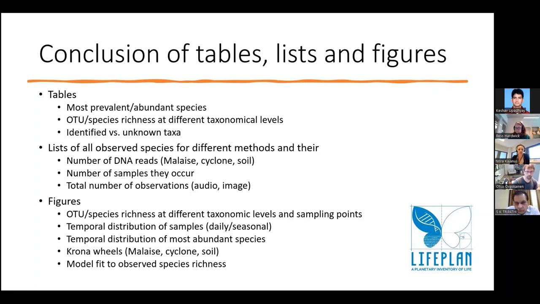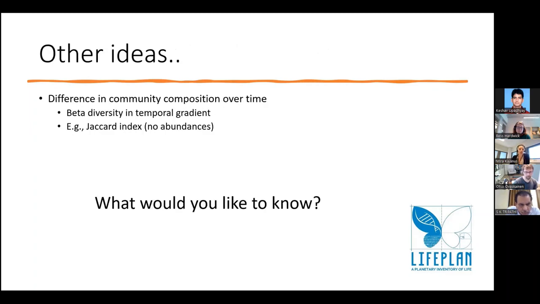And then for the figures that I showed, we again have the OTU species richness, which can be done at different taxonomic levels and between the different sampling points, depending on the data. And then also some temporal distribution over the daily and seasonal time frame, and also temporal distribution of most abundant species. That was the species-specific figures, and also the chronoveals, where you can more interactively have a look at the data, and also then these model fits that have been fitted already to the observed species richness in the data.